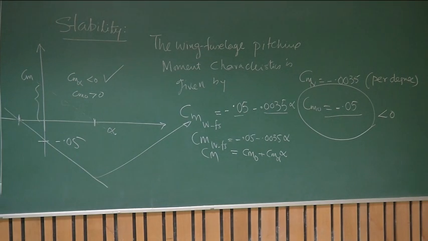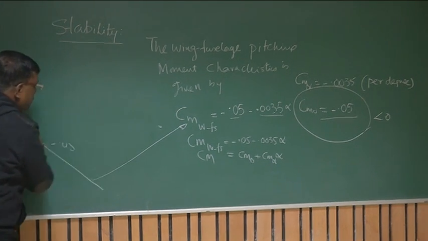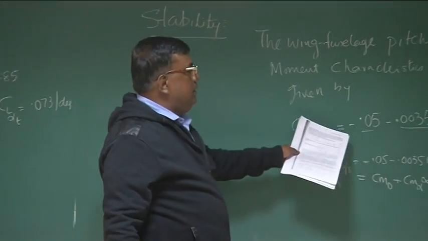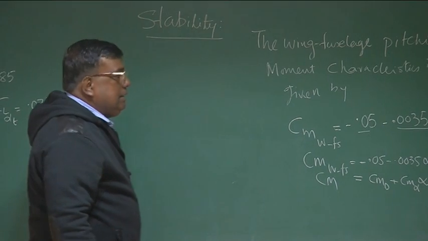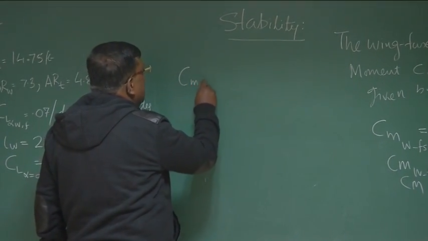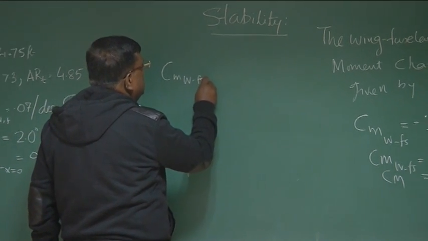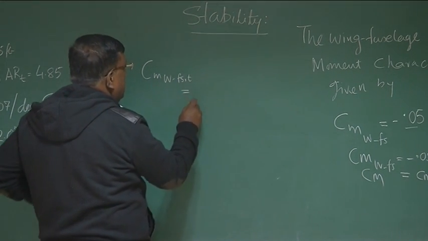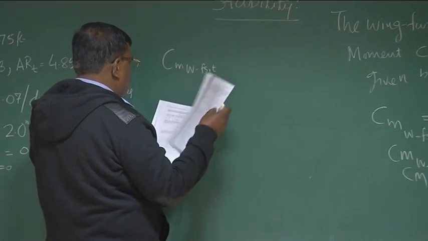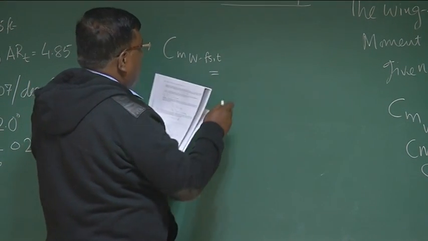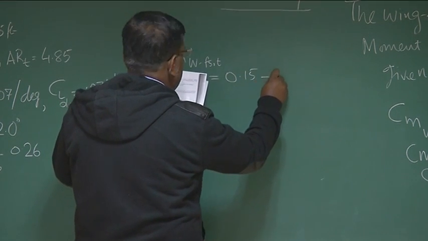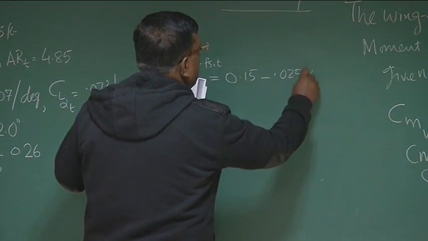Once you have understood this, now we will read the problem and try to understand it. The problem is, although wing fuselage is giving a statically stable configuration, we want to design a tail such that Cm of wing, fuselage and tail gives a combination which should be something like this. This is a problem from Nelson, so please, you can read it. Plus 0.15 minus 0.025 alpha.